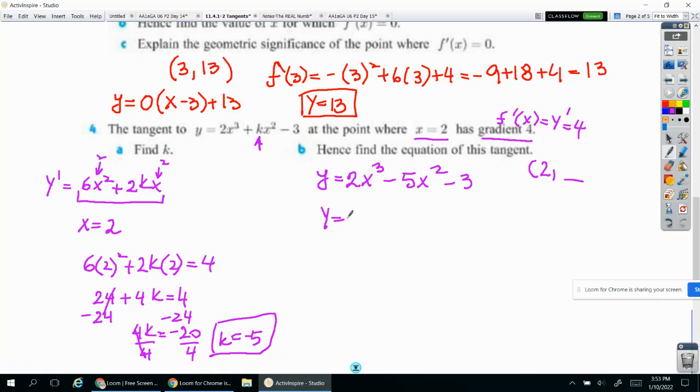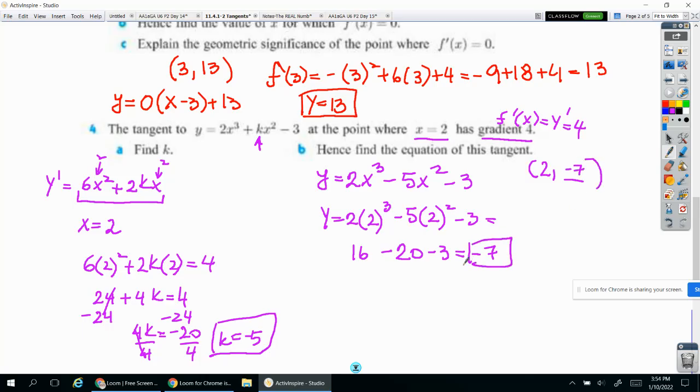So y equals 2 times, substitute 2 for x, cubed, minus 5 times, substitute 2 for x, squared, minus 3. So 2 cubed is 8 times 2, that's 16, minus 5 times 2 squared, that's minus 20, and then minus 3. So this is going to be 16 minus 20 is negative 4, minus 3, negative 7. So our y coordinate is negative 7.